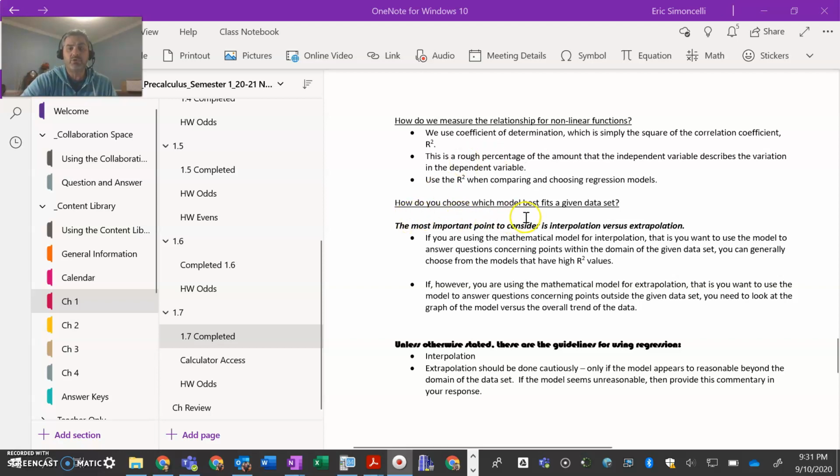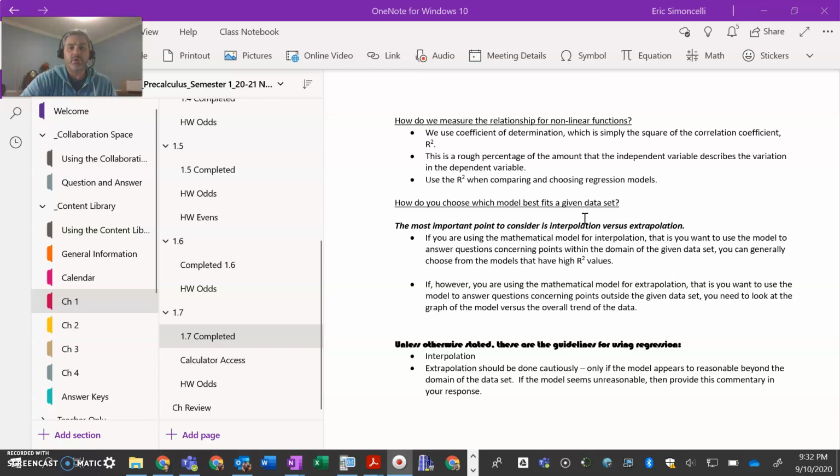How do you choose which model best fits a given data set? This is important. It says the most important point to consider is interpolation versus extrapolation. Interpolation, that's frankly as easy as really predicting. They're both predictions technically, but predicting inside of data values. So if you have 2 points, anywhere in between, you're going to interpolate or kind of predict based on what your model is.